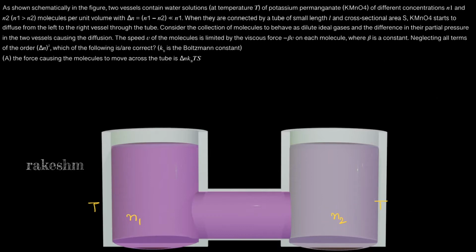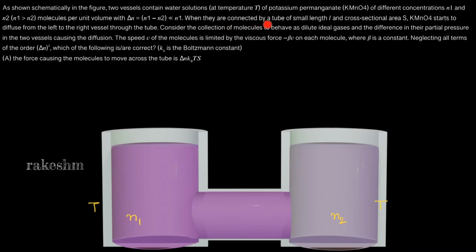It is also given that delta N, which is equal to N1 minus N2, is the difference in the concentration. This is much lesser than N1. So what he means by this is the difference in concentration is very less. They both are almost of the same concentration, and the concentration of this is slightly more than this solution.